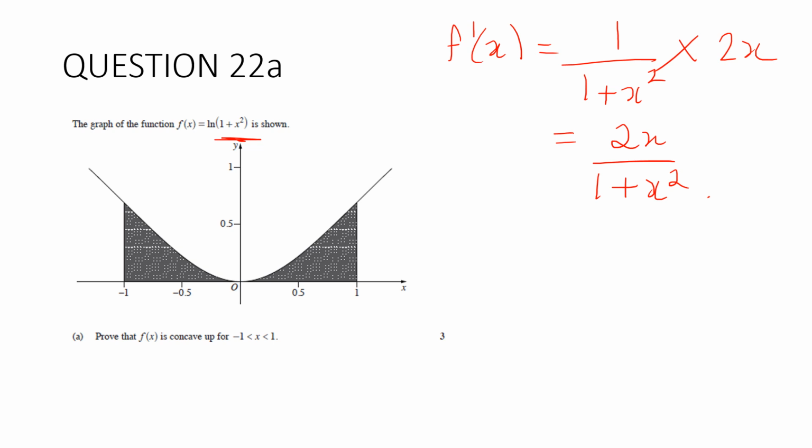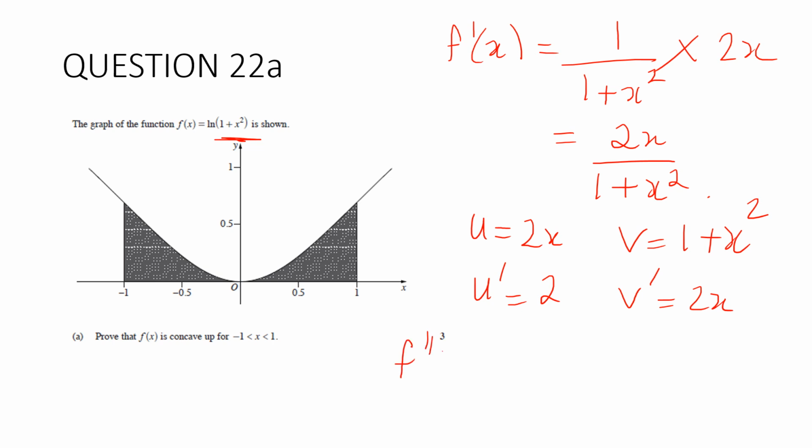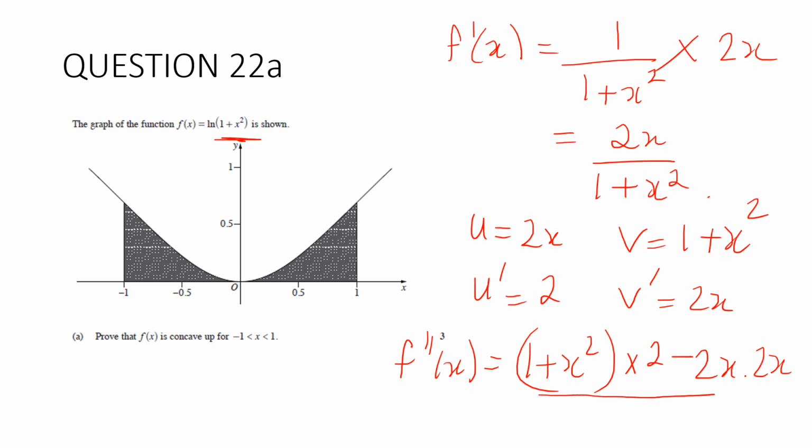Our second derivative, we are going to have quotient rule here. So let's rub that out and work it out. So we've got u is equal to 2x and v is equal to 1 plus x squared. u dashed is 2, v dashed is 2x. And so f double dashed of x is equal to v times du minus u times dv all over v squared.